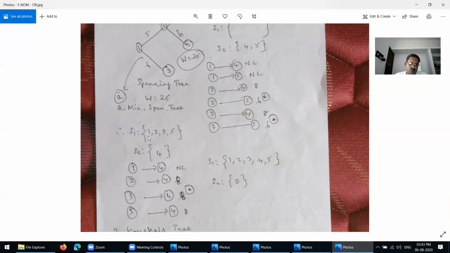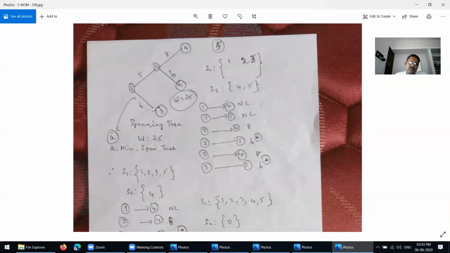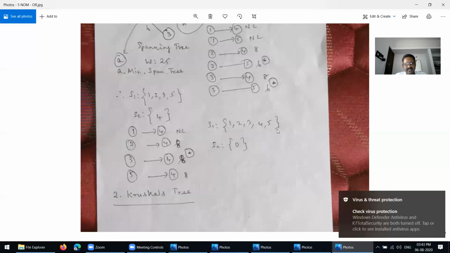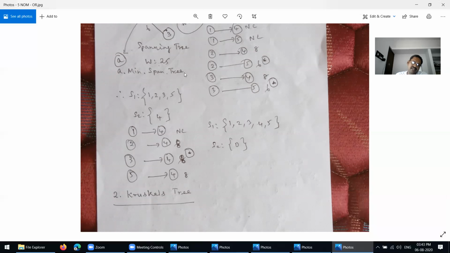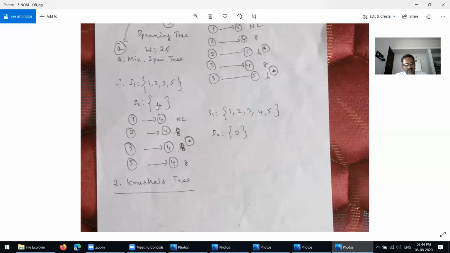So S1 equal to 1, 2, 3, 5, and then 4. It's also having like this. Is it clear now? So this one is nothing but the minimum spanning tree. The whole thing is the minimum spanning tree having the weight W equal to 25. This spanning tree is calculated by using Prim's algorithm.